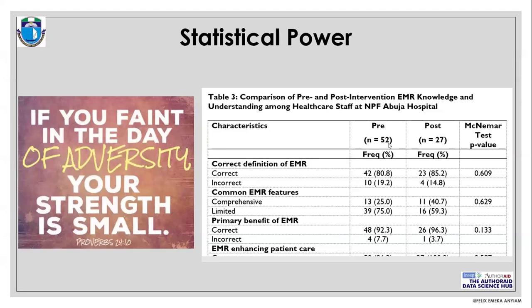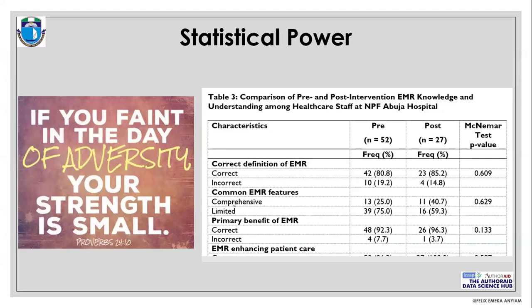So you can see here that the correct answer before the training was 80%. After the training it was 85.2%. However, the McNemar test p-value says there was no statistical difference. You can see an increase in knowledge, but it didn't show a significant difference. And one reason, if you check almost every variable, I think all of the variables, none of them showed a significant difference, even when there was an increase in knowledge.